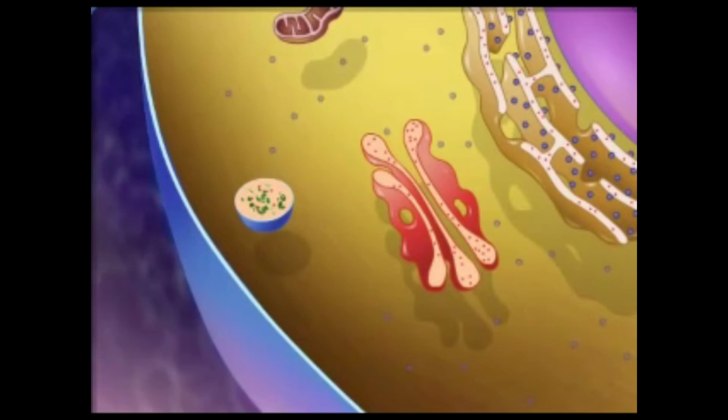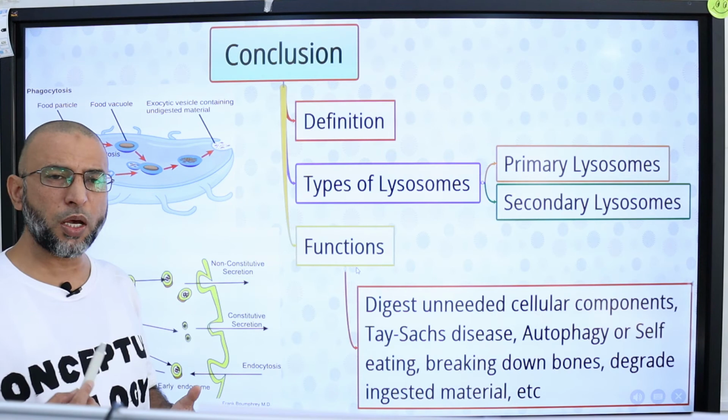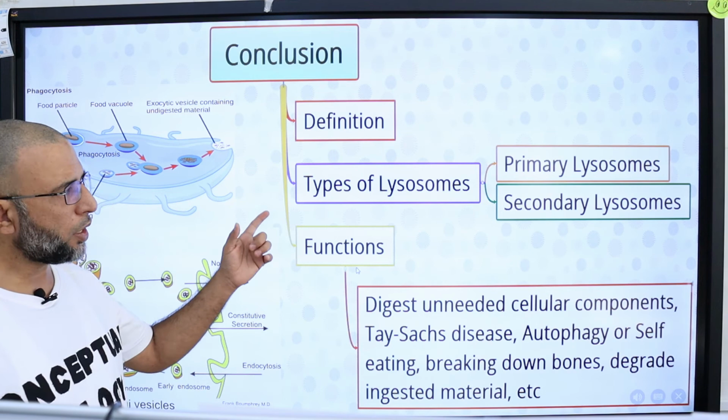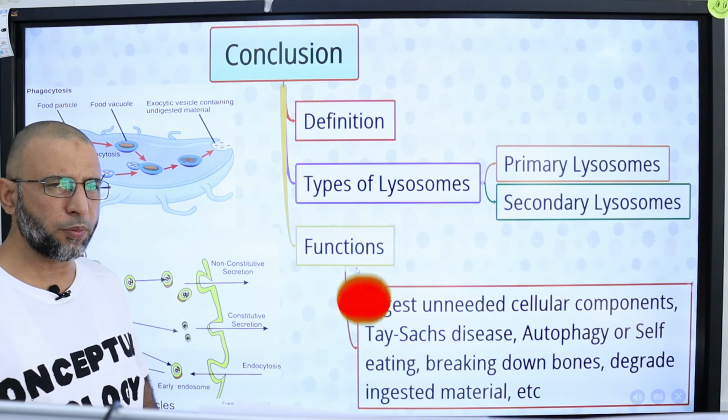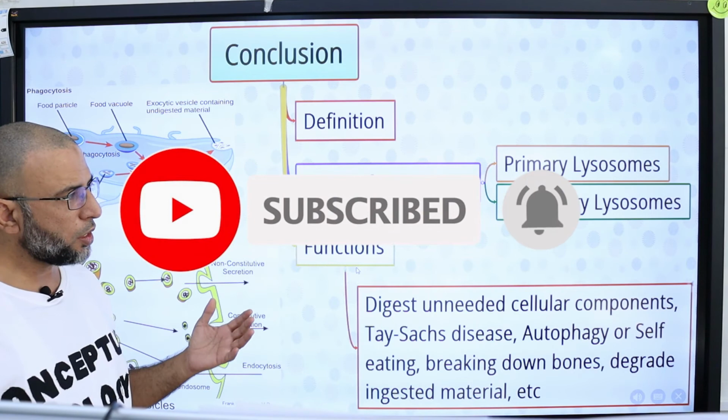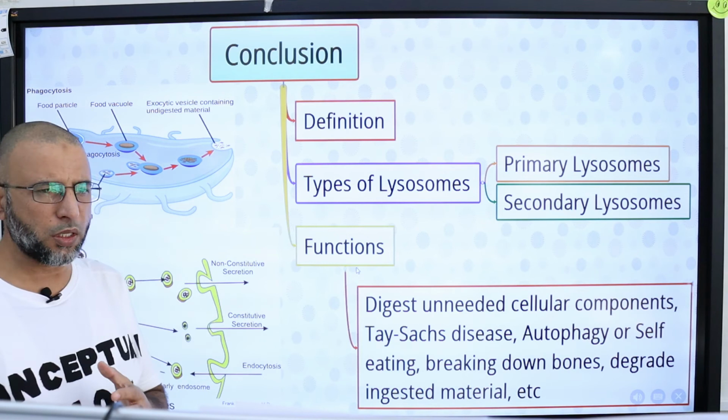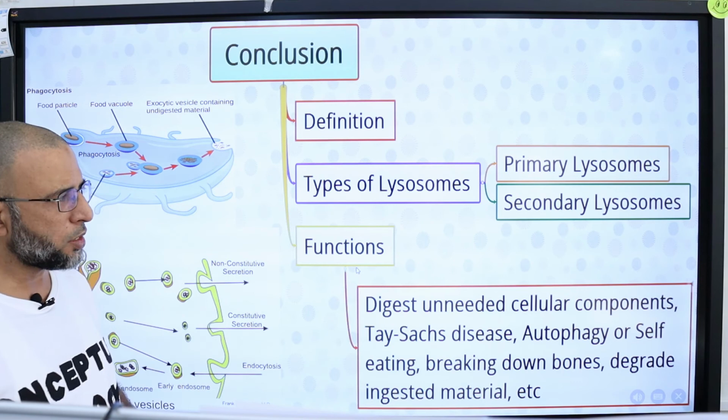To sum up, lysosomes are membrane-bound vesicles that contain hydrolytic enzymes. Lysosomes are divided into two categories, that is primary lysosomes and secondary lysosomes. Primary lysosomes are formed by budding from Golgi complex and they contain hydrolytic enzyme. And this hydrolytic enzyme in primary lysosomes is inactive. Secondary lysosome: when a primary lysosome combines with another membrane-bound vesicle that contains ingested food, forming a larger vesicle, that larger vesicle is known as a secondary lysosome.